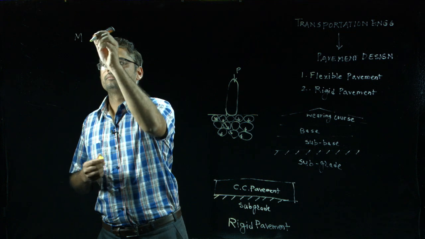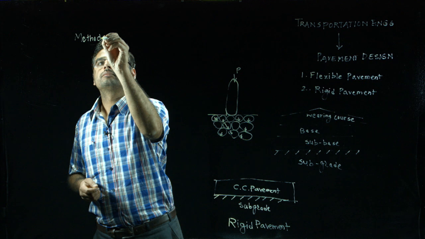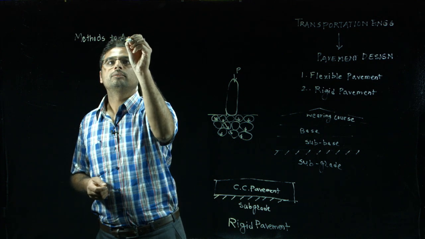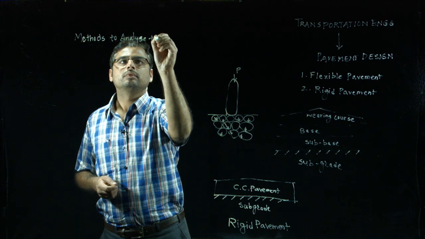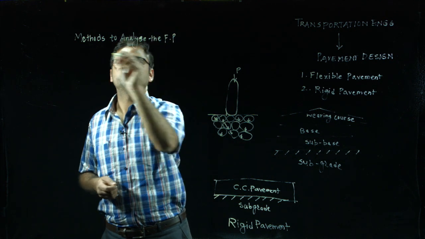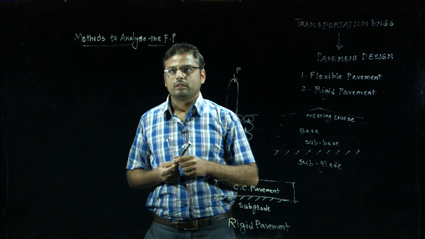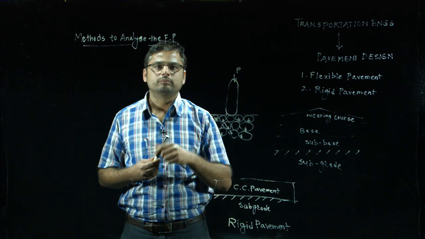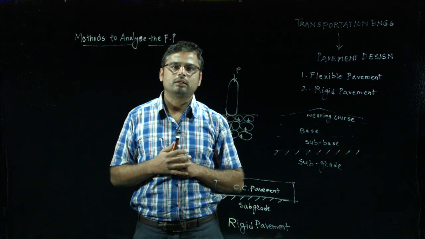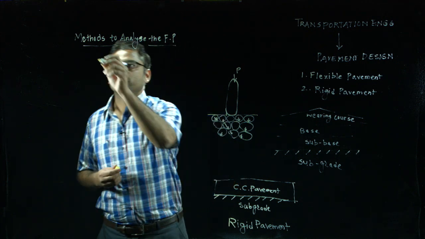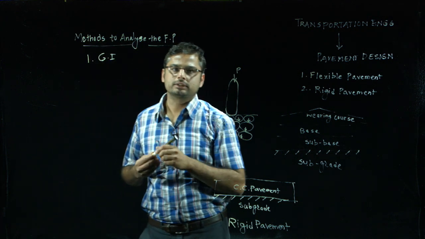methods to analyze the flexible pavement. Now, there are n number of methods available which basically come from geotechnical engineering. These are approximate methods. First, the group index method, or simply the GI method.